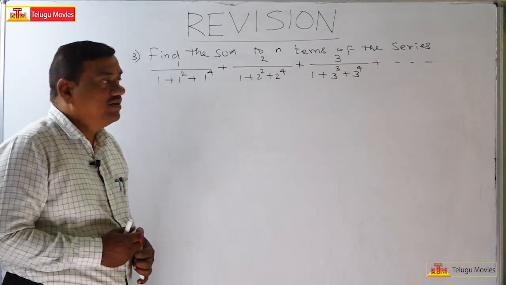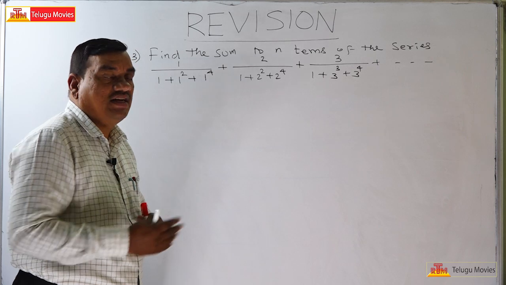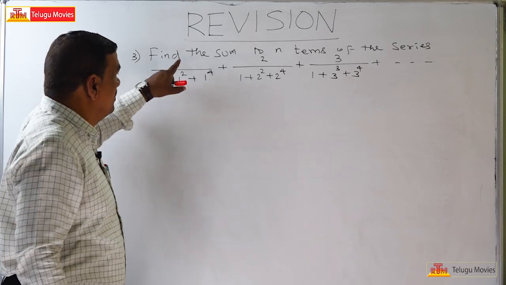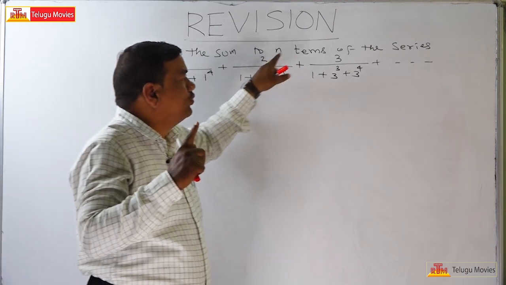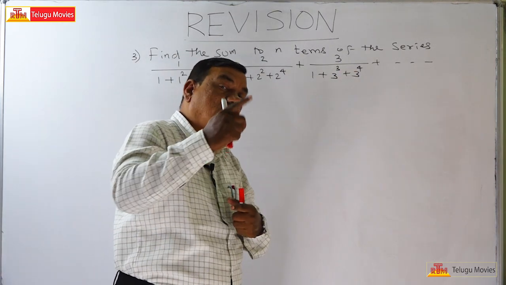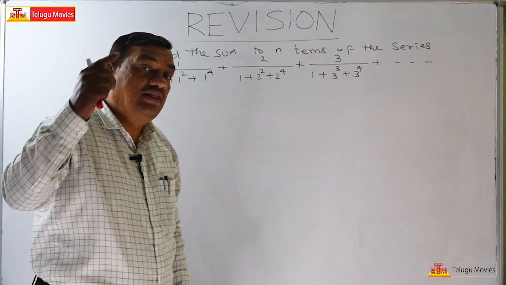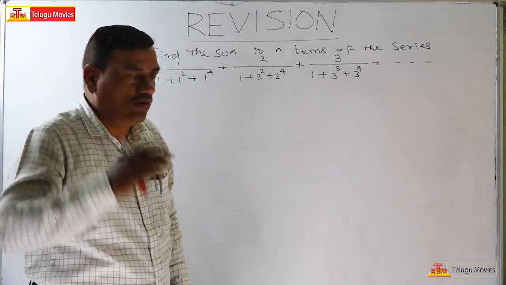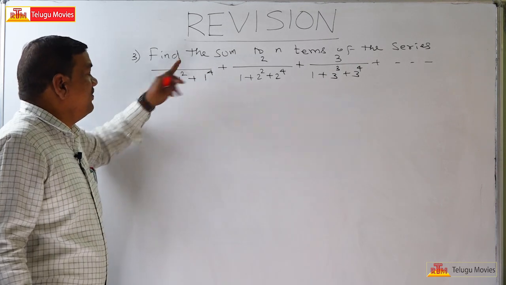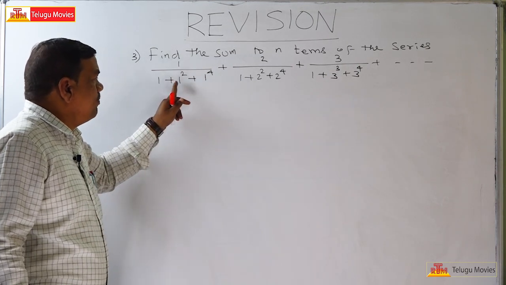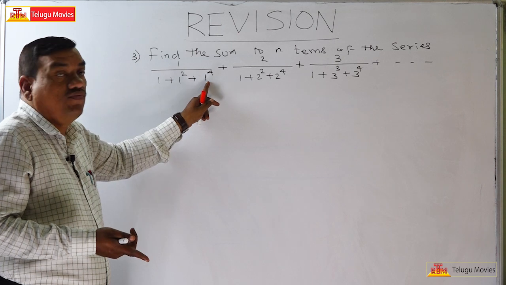Have you observed anything? Is there any pattern? Yes, definitely one pattern is there. Observe the numerator. First term 1, second term 2, third term 3, fourth term 4, fifth term 5. Therefore, nth term n, rth term r. Now put it like that. Second, observe the denominator. If it is the first term, we have 1 plus 1 square plus 1 to the power of 4.